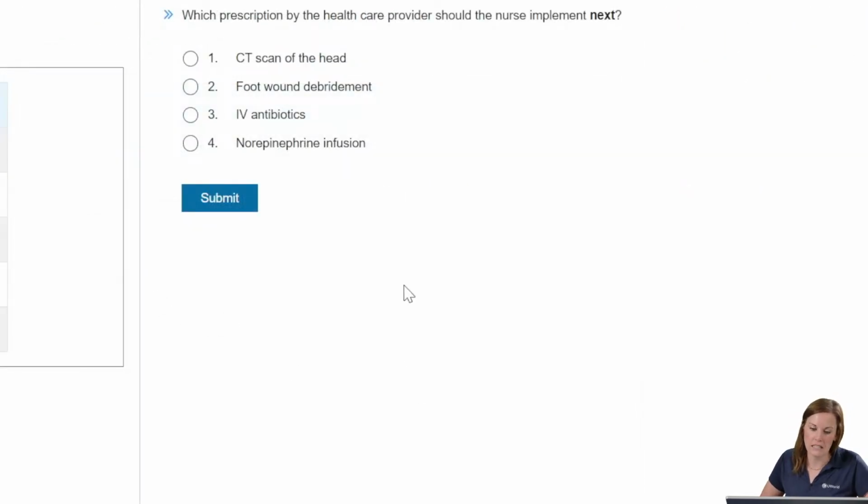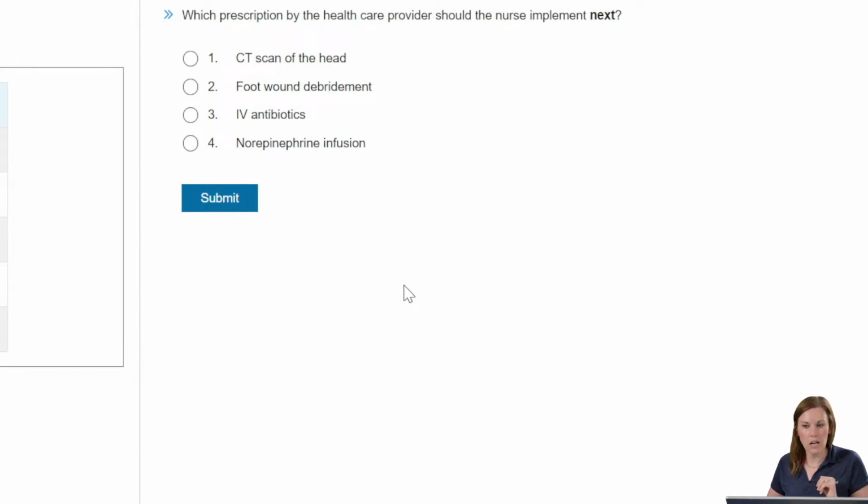So it says, which prescription by the healthcare provider should the nurse implement next? Option 1, CT scan of the head. Option 2, foot wound debridement. Option 3, IV antibiotics. Option 4, norepinephrine infusion. So this question again is asking what they should implement next. We know they've started fluids, so what should happen next? I'll give you guys some time to answer.